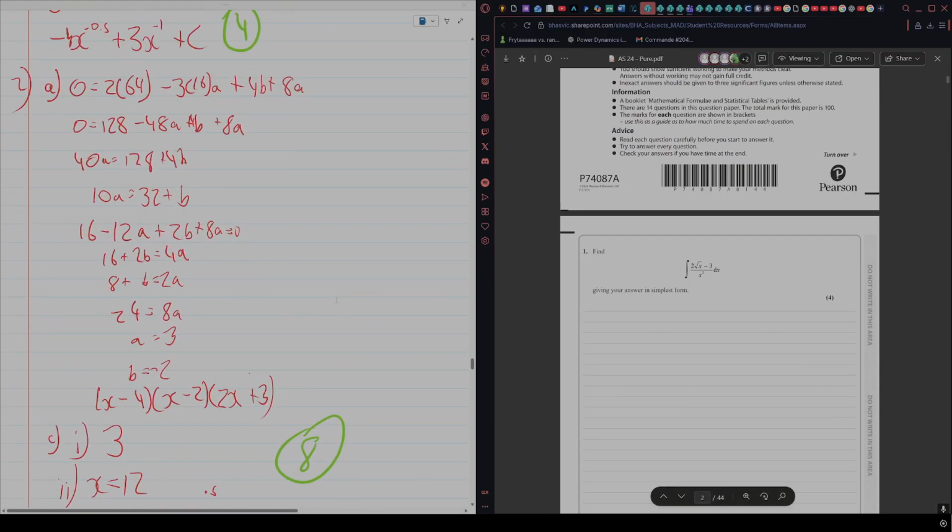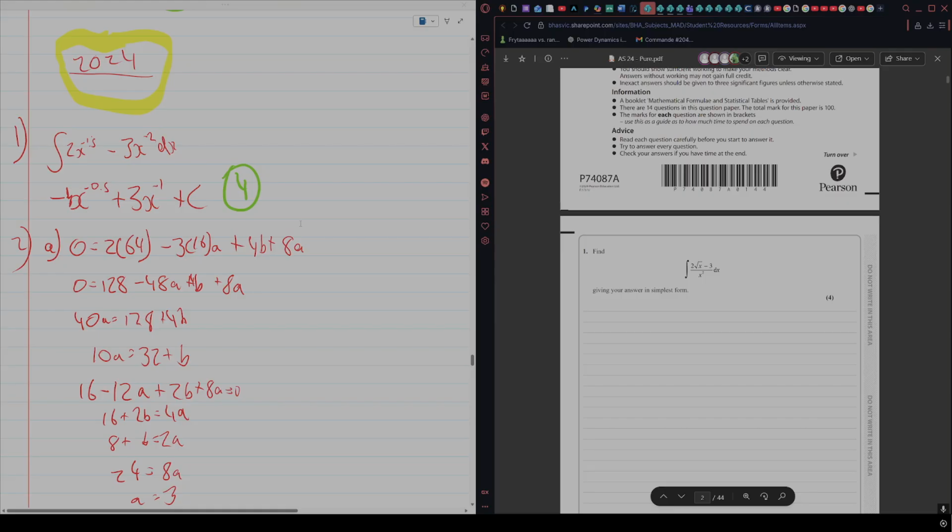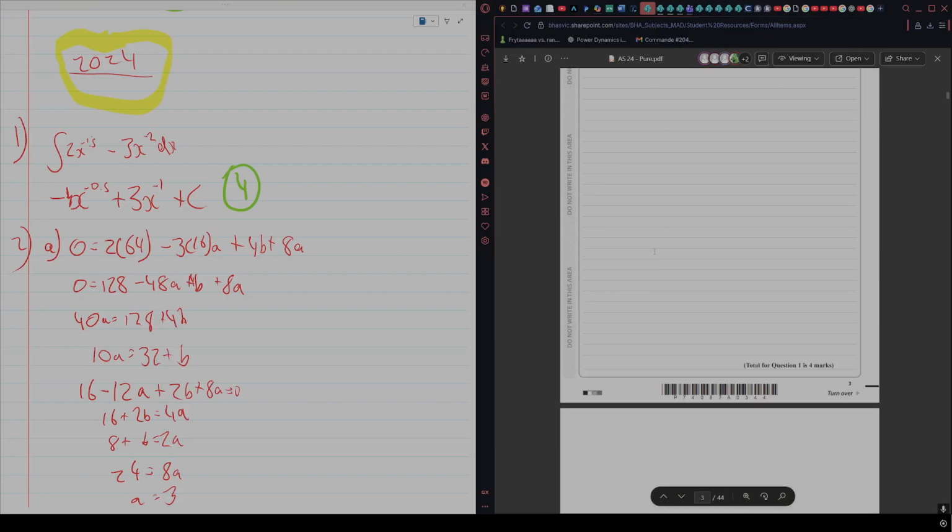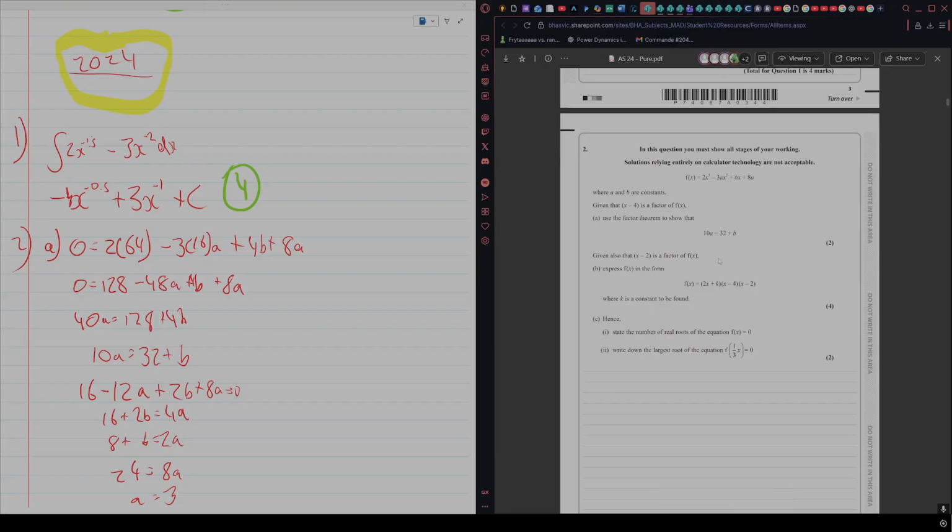First question, again, this is going to be incredibly similar. We have another integral. I'm not going to go through it. It's just an integral. You do the powers. I don't know how this is 4 marks. You remember the plus c. Next question, factor theorem, just substitute 4 into the expression.